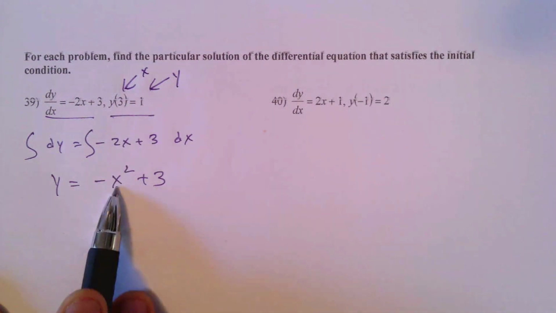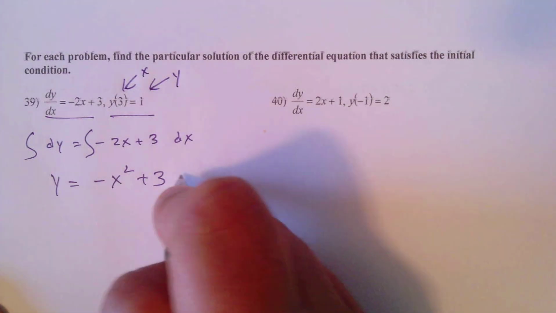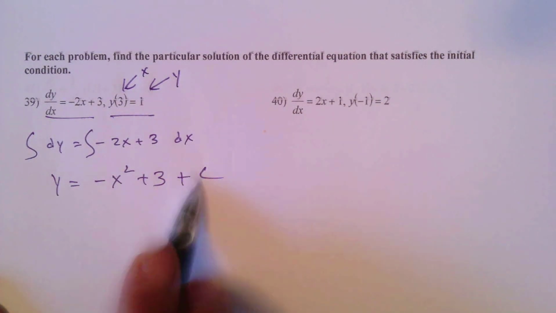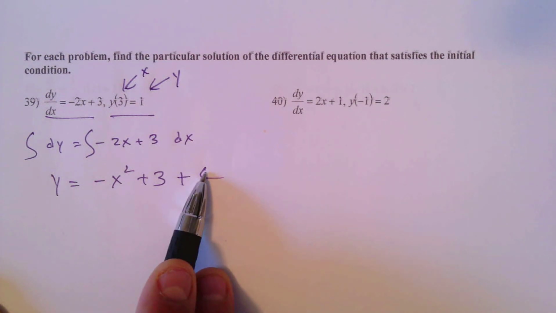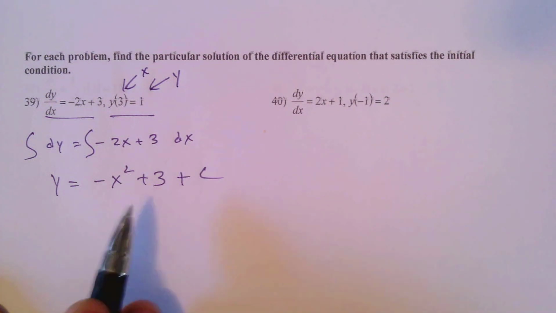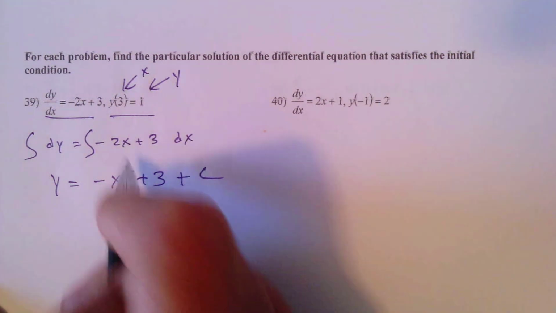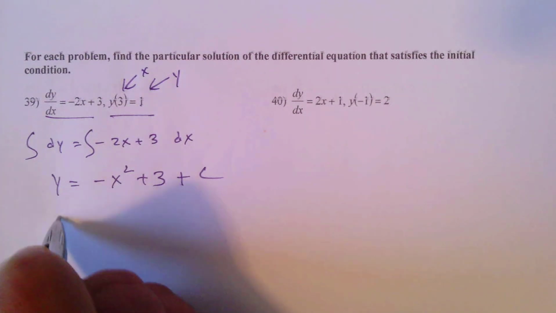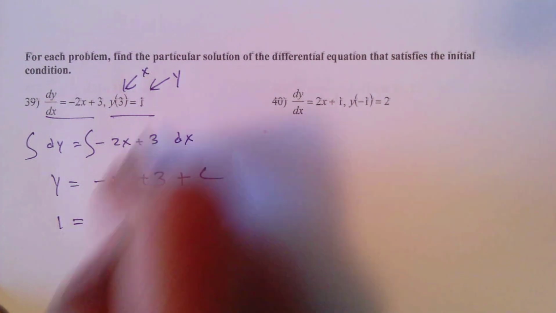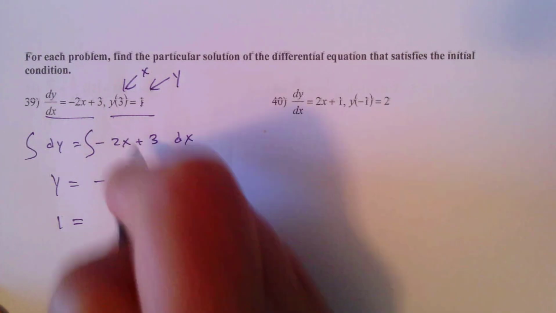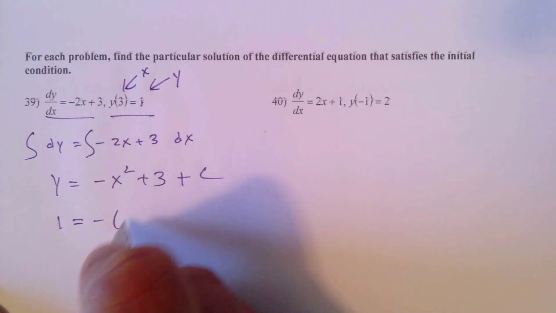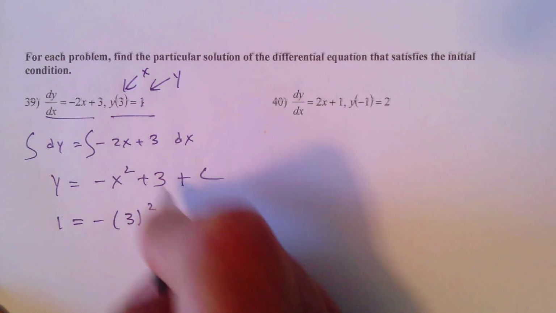So when we put a 3 in for x, we should be getting 1 here, because when we normally solve these, we get a plus c at the end. So this is going to help us to find out what c is. So for number 39, we're going to put the 1 in here for y, and negative 3 is going to go in here for x.